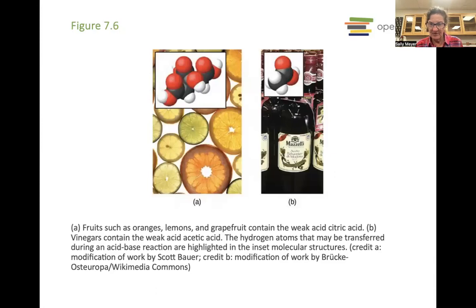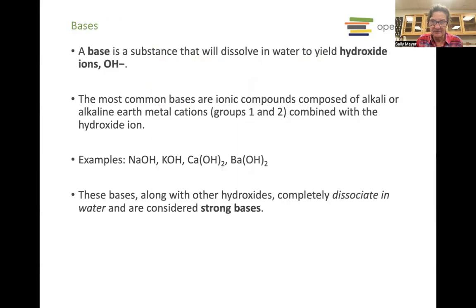So these are just some of the things that you interact with. Citrus and wine, they have acetic acid and citric acid in them. A lot of things that you eat and drink are acidic.